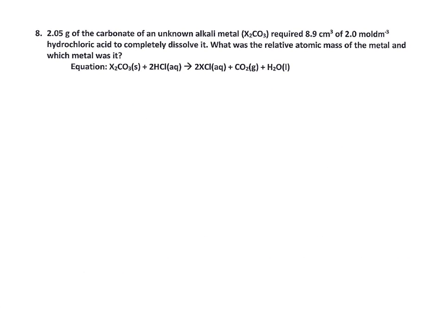At 2.05 grams of the carbonate of an unknown alkali metal. So we don't know what this metal is, but we know we're starting with 2.05 grams of it. And we know it's going to require 8.9 centimetres cubed of a 2 molar solution to dissolve it. So we don't know anything about this, even though we've got a formula, we've got an unknown in that formula, so we can't start by working out the moles. We have got enough information here to work out the moles of acid.